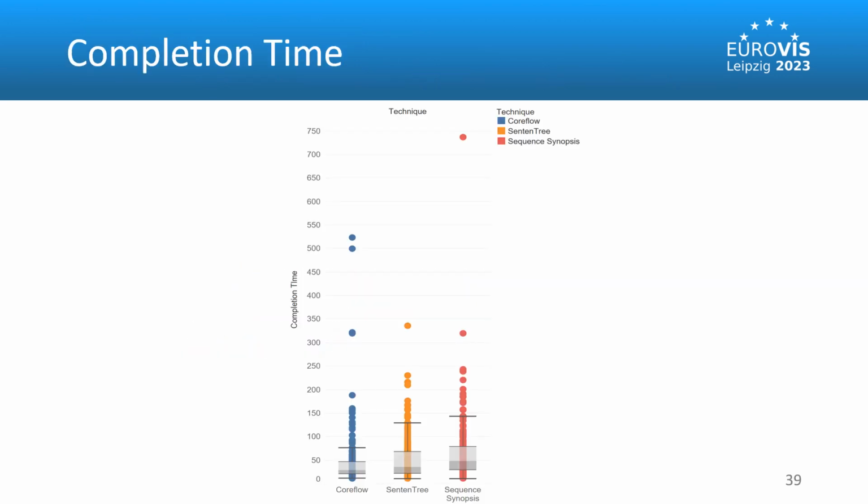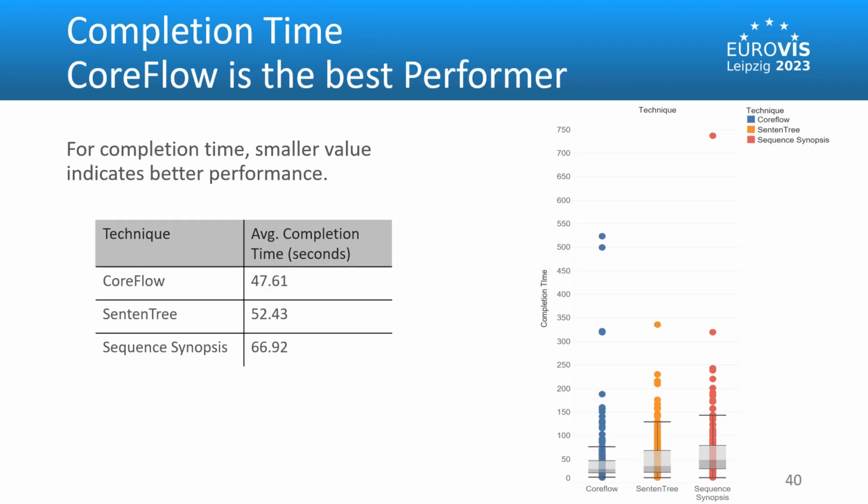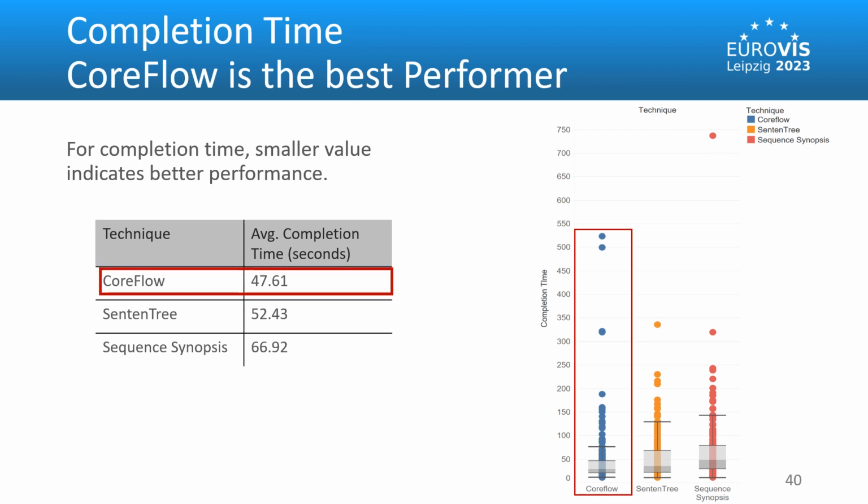Here, we can see a box and whisker plot showing the completion time distribution for each visualization technique. The table shows average completion time for the techniques in seconds. Please note that for completion time, smaller value indicates better performance. On average, it takes lowest time to rate CoreFlow visualizations, around 48 seconds.